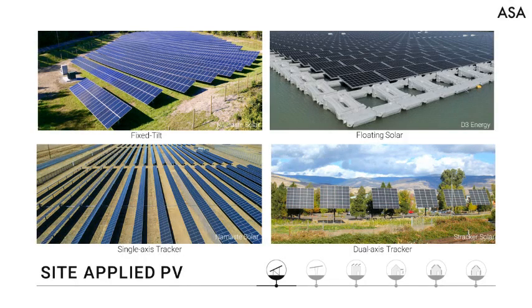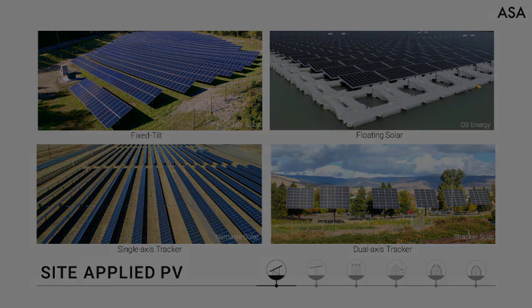Site-applied PV can be broken up into 4 main categories. They include fixed tilt arrays, floating solar, single-axis trackers, and dual-axis trackers. The benefit of fixed tilt arrays being that they generally require less land but yield less energy on a per kilowatt basis when compared to trackers.